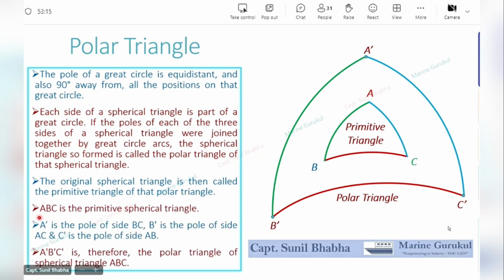So the same thing we discussed is mentioned here. Alpha Bravo Charlie is the primitive spherical triangle. Alpha dash is the pole of side BC, side Bravo Charlie. Bravo dash is the pole of side AC, Alpha Charlie. And Charlie dash is the pole of side AB, Alpha Bravo, of the primitive triangle. And A dash, B dash, C dash is the polar triangle of the spherical triangle ABC. Now, once we understand the concept of polar triangle, we can go into its properties, which will help us to solve these kind of questions.